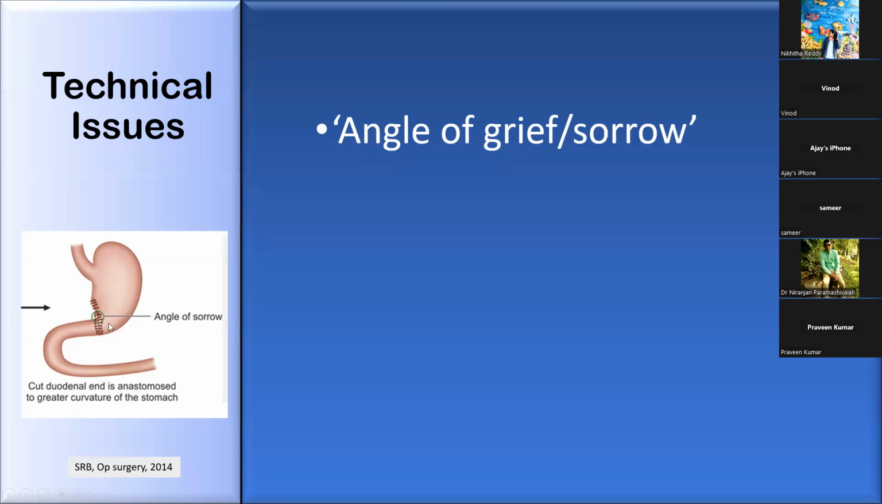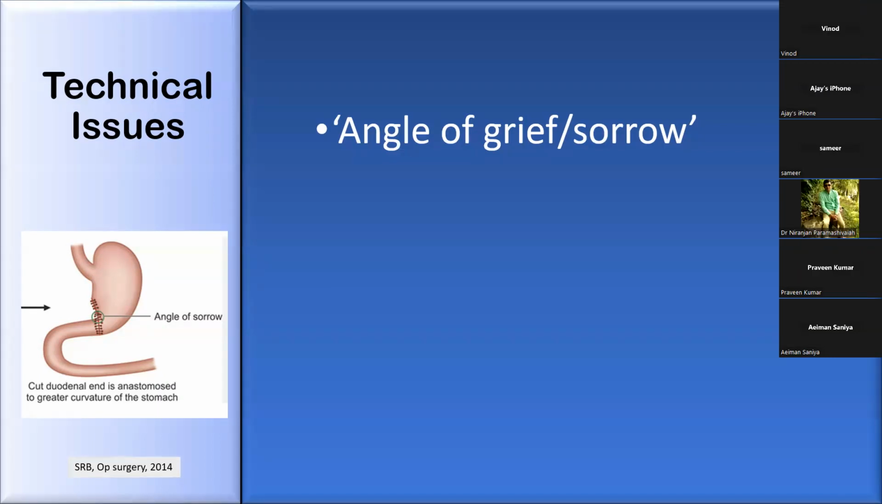One or two common steps that you have to take to avoid this: make this a very obtuse angle. If it's an obtuse angle anastomosis, it's likely that you will not have ischemia. And second, you can bury that area quite effectively. If you bury that area quite effectively, even if there is some ischemia in the inner layer, the outer seromuscular layer, which you have used to bury this initial layer, will protect the anastomosis from leaking. That is called the angle of sorrow.